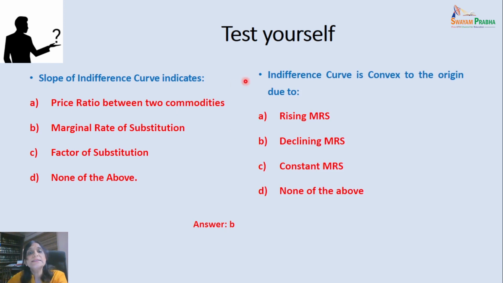Now, why are these indifference curves convex to the origin? Is it due to rising MRS, declining MRS, constant MRS, or none of the above? MRS is the marginal rate of substitution. Why is it convex? We have just understood. It is because of your diminishing or declining marginal rate of substitution.